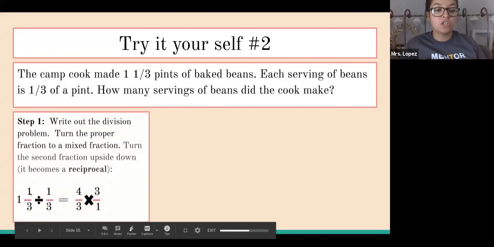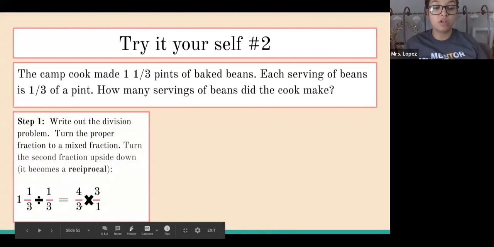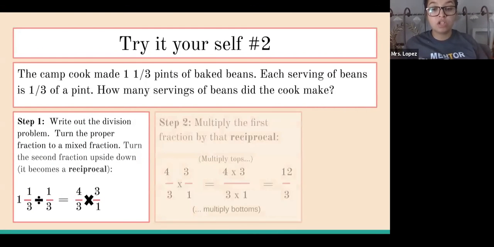You're going to change this fraction into an improper fraction. So you're going to multiply 1 times 3, and you're going to add 1, and that's going to be your numerator. So your numerator should be 4, and your denominator should be 3, and then you're going to multiply it by the reciprocal.